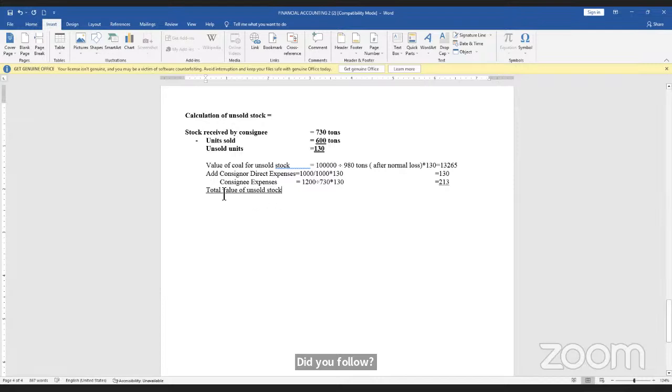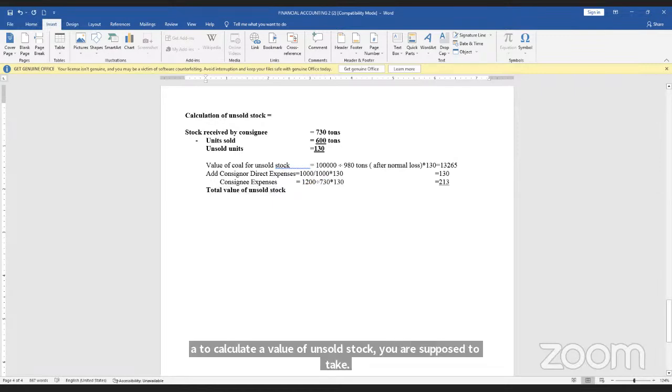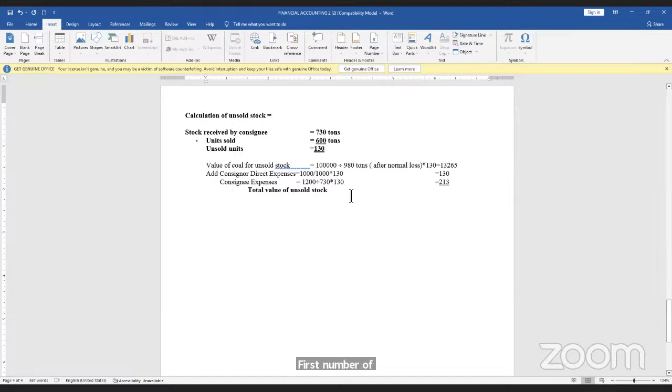So whenever you calculate the value of unsold stock, first take the number of units unsold into value per unit. Then add the consignor direct expenses for the number of units and the consignee expenses for the number of units unsold. So now please total and tell me this.